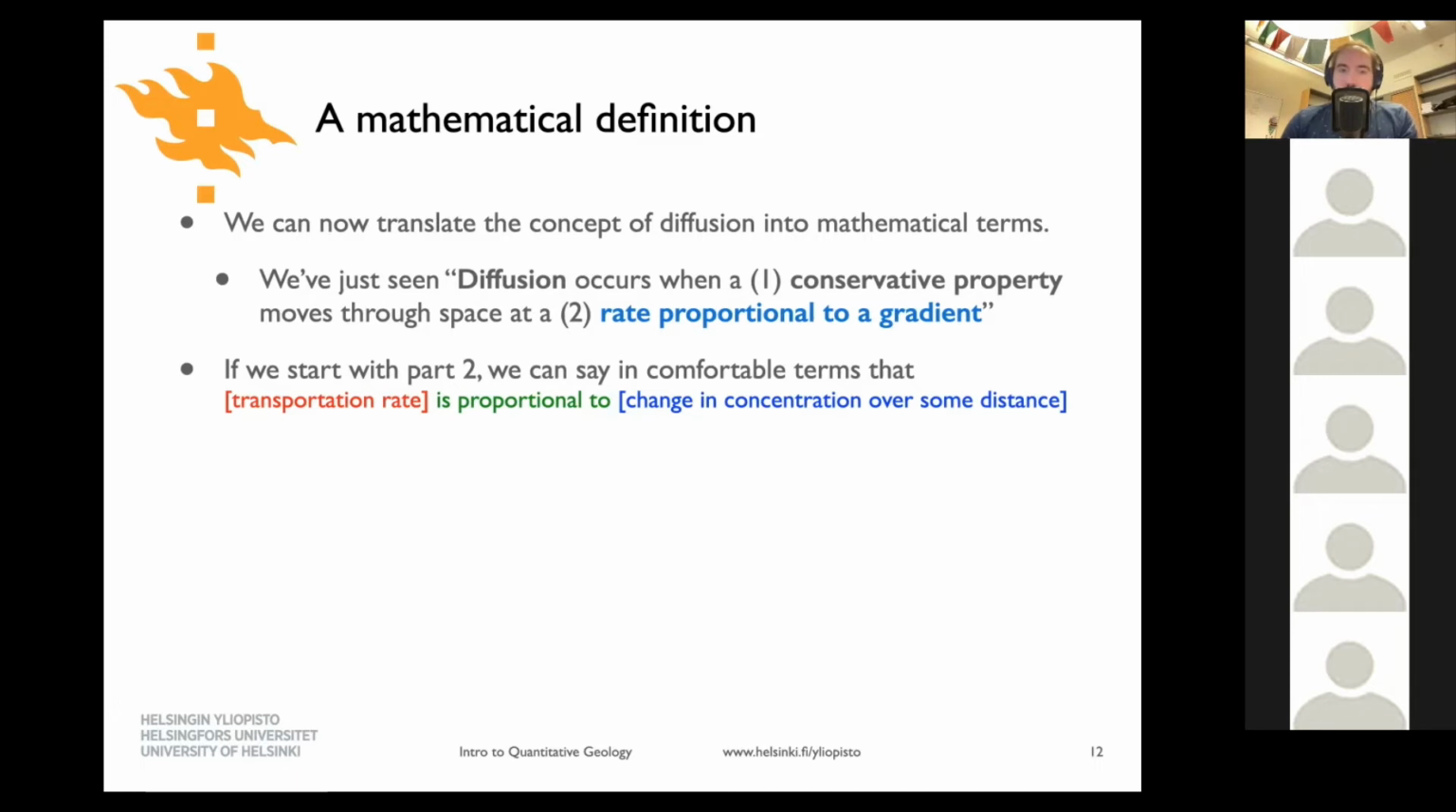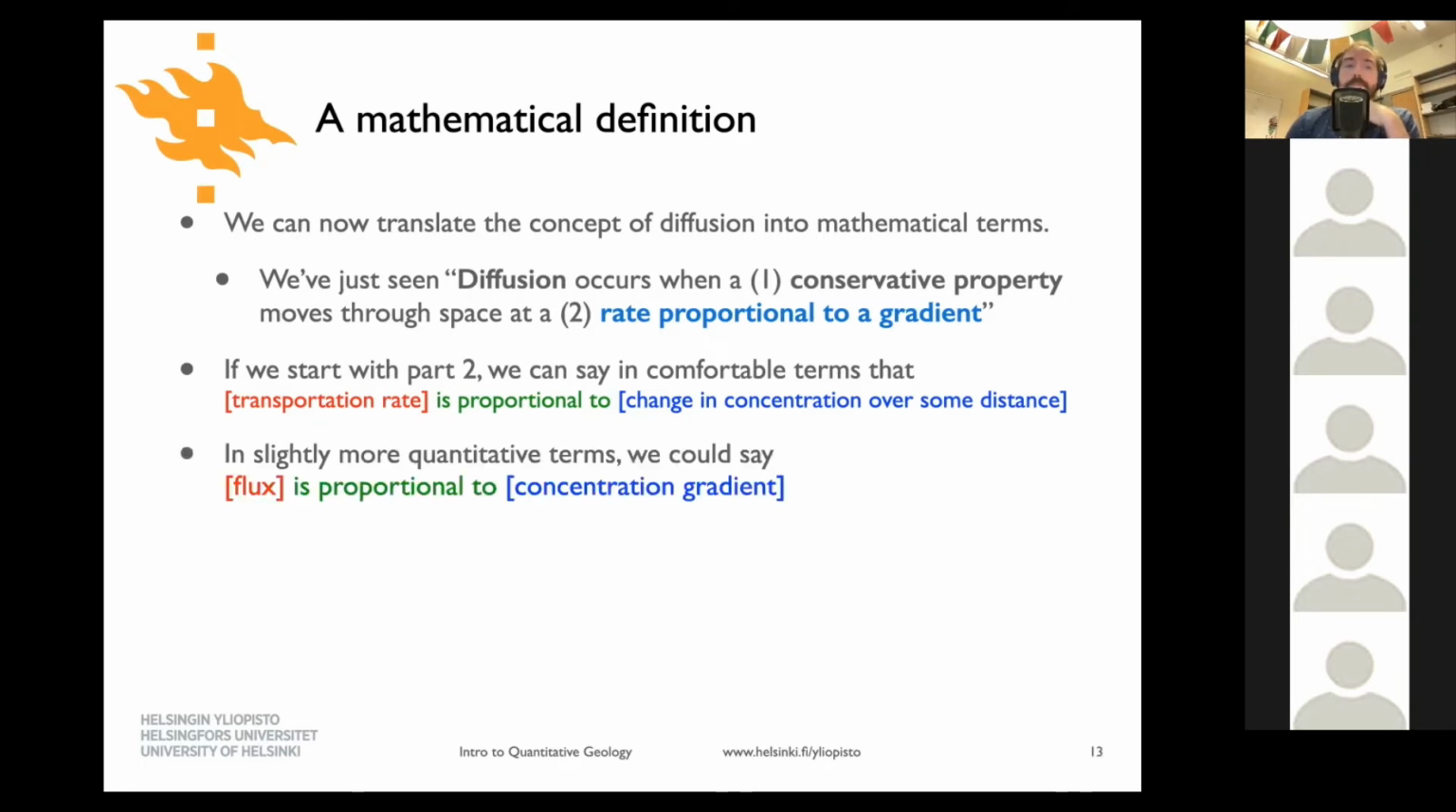So in things that are familiar, we could say something like the transportation rate is proportional to a change in concentration over some distance. This is basically saying the same thing. The rate proportional, it would just call it transportation rate. And the gradient we could call a change in concentration over some distance. Okay, that's hopefully not too bad.